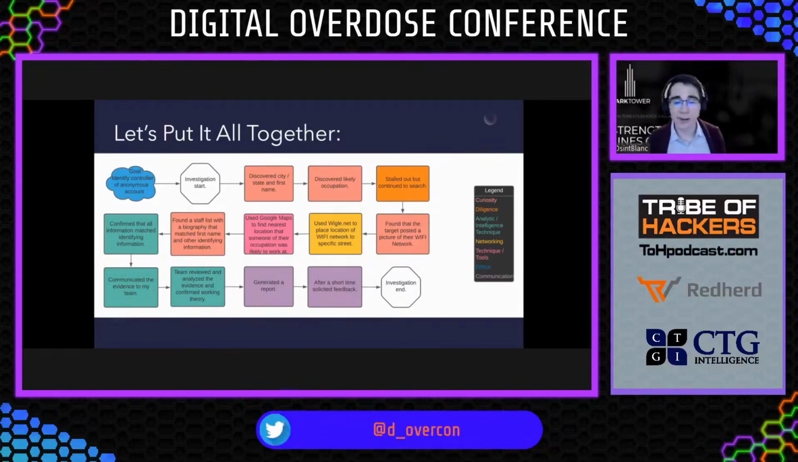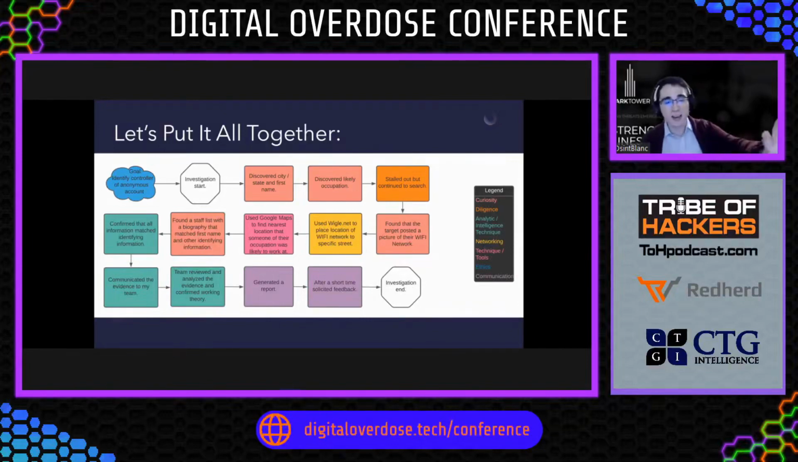I generated a report, and after a short time, I solicited feedback on that report to make sure, hey, did you get what you wanted out of this? Was this what you were hoping to find out? And with that, that ended the investigation. So I'll say with all of this, we can see how each of these pieces touches the investigation.